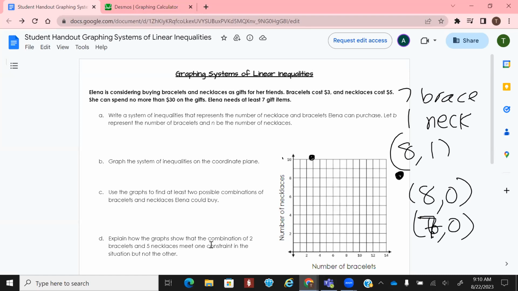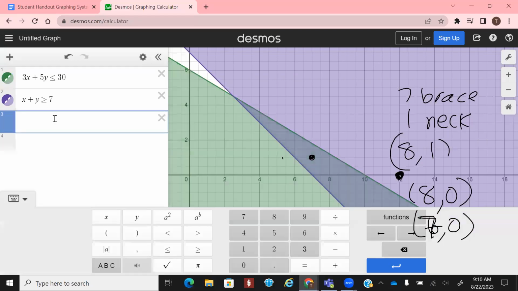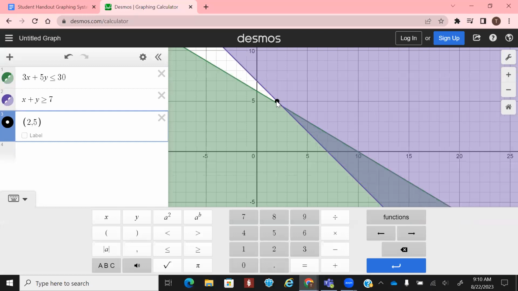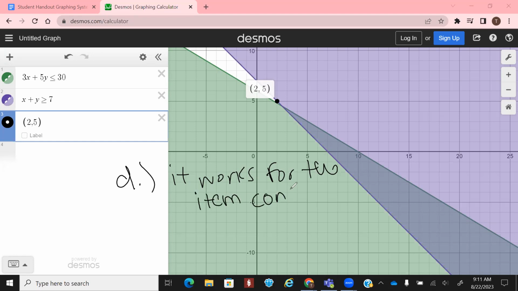Explain how the graph shows the combination of 2 bracelets and 5 necklaces. So if we look at the graph, it said 2 bracelets and 5 necklaces. So if we type in here 2, 5, does that point fall in between the shaded region? No. So this is part D, it works for the item constraint, but not cost.